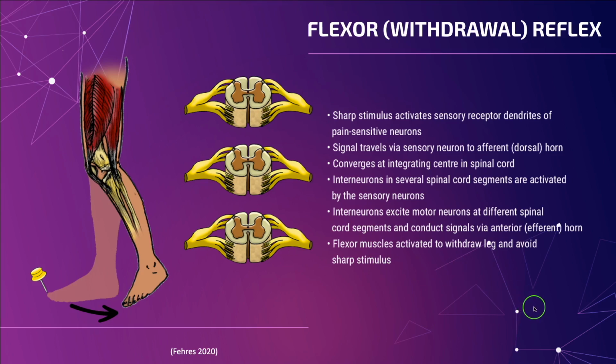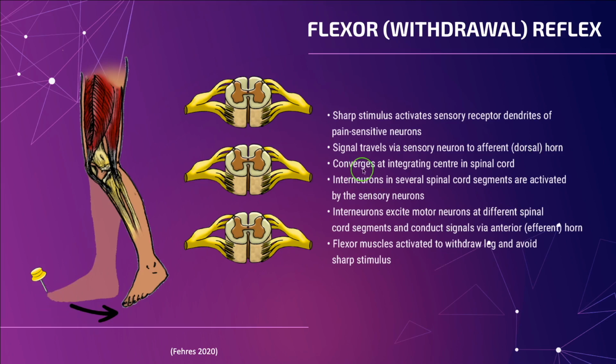Now, what happens with this is where we've got responses and signals happening on multiple levels in the spinal cord, because this is happening in different areas of the same limb. So in this example, the toe is being stimulated, yet it's the muscles in the upper leg that are actually responding. So the sharp stimulus activates sensory receptor dendrites of pain-sensitive neurons, which are nociceptors. So the nociceptors in the toe here are getting stimulated.